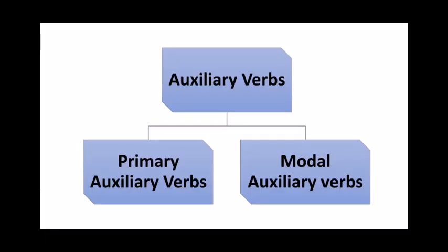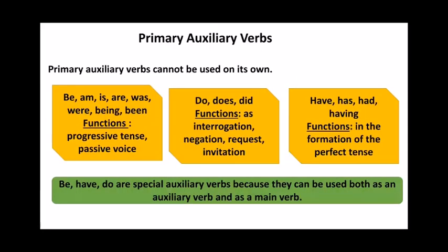So, an auxiliary verb is divided into two categories, that is, primary auxiliary verbs and modal auxiliary verbs. First, let us do the primary auxiliary verbs. Again, this is also a kind of verb that cannot be used on its own. It needs the help of a main verb.